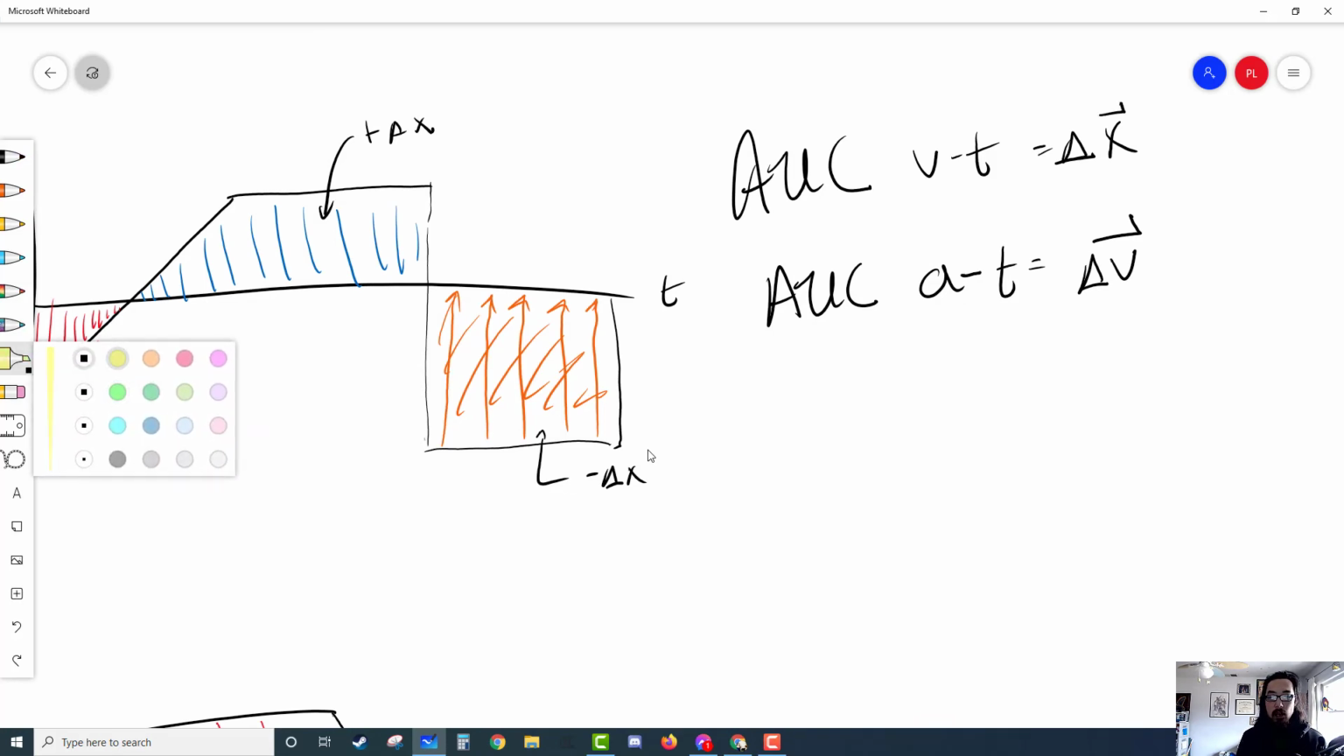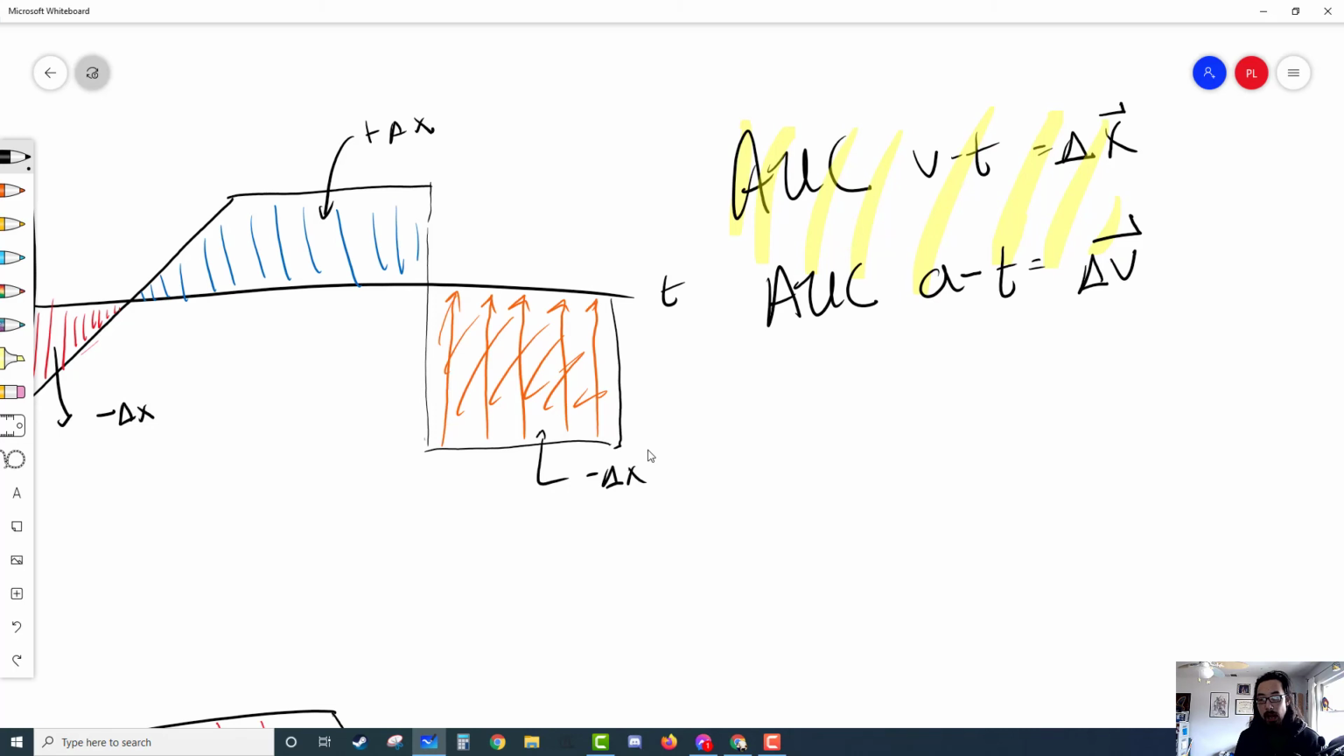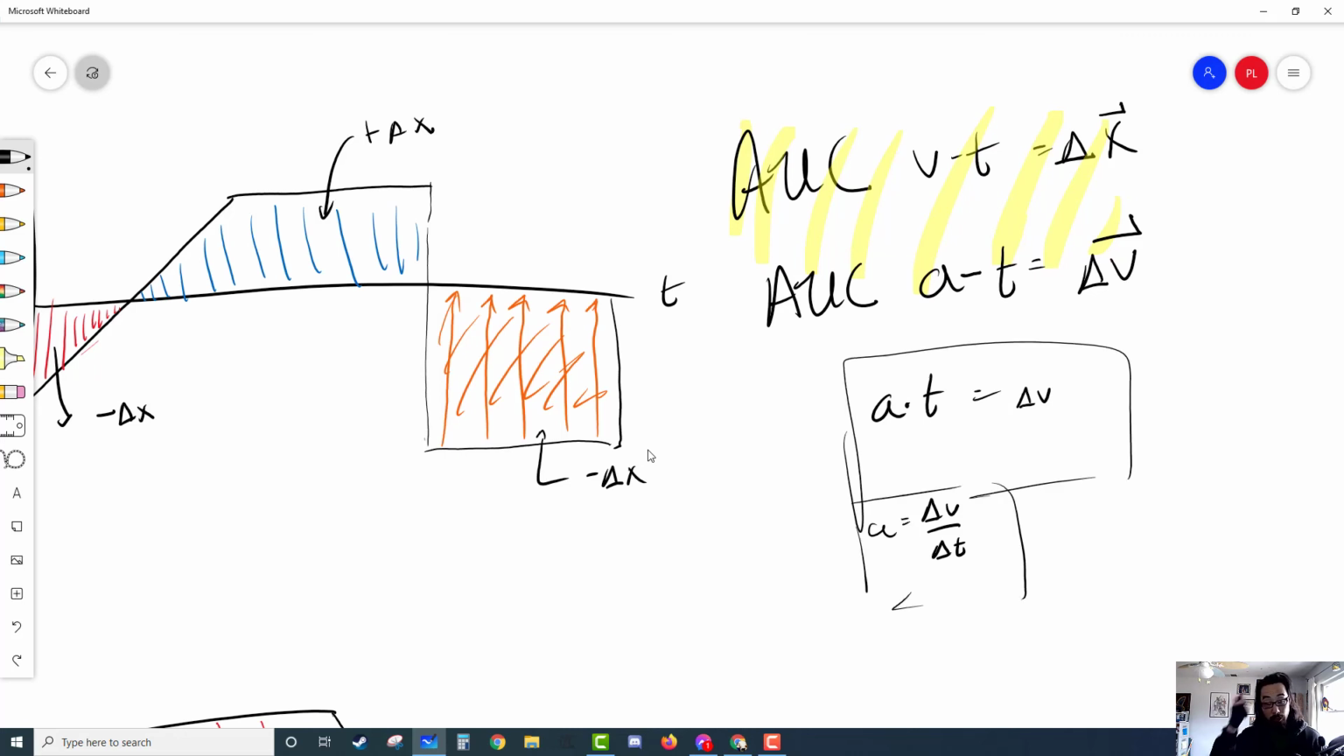Now, if you have a hard time with memorizing, like I do, you might use my strategy. Base times height: multiply your axes, so acceleration times time, and that should give you your delta v. We know that because acceleration is delta v over delta t, so if we do a times t, we get delta v. So this is all linked together.